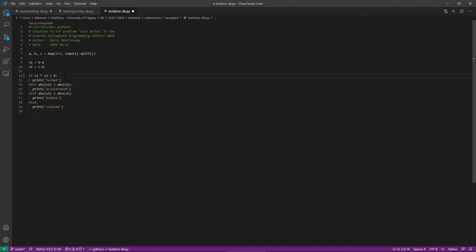And one issue that I saw was that people were doing this if-elif stuff, but in the wrong order. Like some people were doing turned at the end, and that gave them the wrong answer. So got to make sure you're doing your cases in the right order. So if it's in the opposite direction, they turned. Otherwise, we only care about absolute values, because if the second speed in absolute value is bigger than the first speed, then it accelerated. Otherwise, if the second speed is smaller, then it braked. And otherwise, the two absolute speeds are the same, and so we print cruised because we cruised at the same speed.